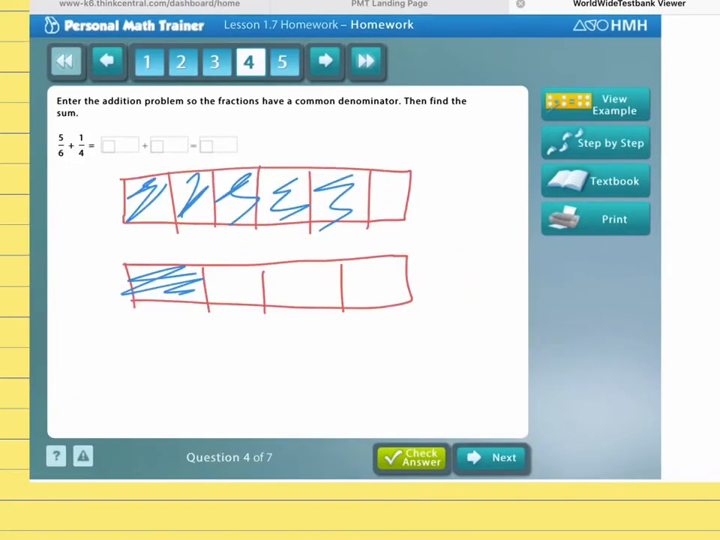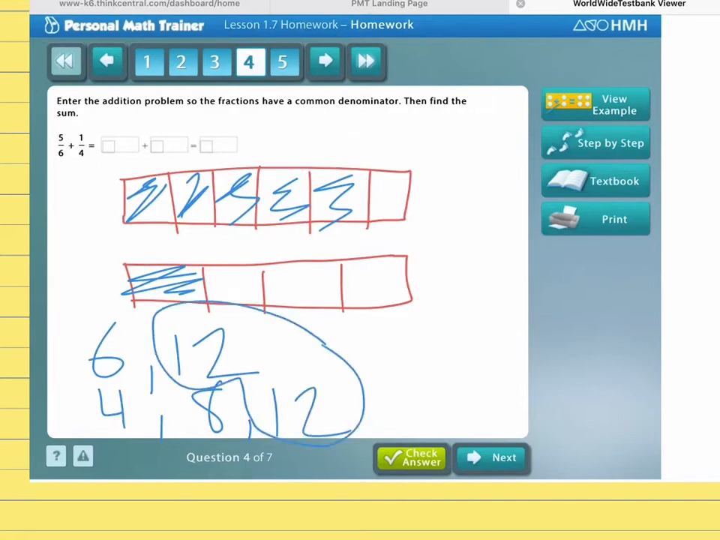All right, looking at this problem, I have 5/6 plus 1/4. I've drawn the models. Not going to be easy to find a common denominator between 6 and 4. So I'm going to do the multiples. 6 times 1 is 6. 6 times 2 is 12. 4 times 1 is 4. 4 times 2 is 8. 4 times 3 is 12. So my lowest common denominator is going to be 12.